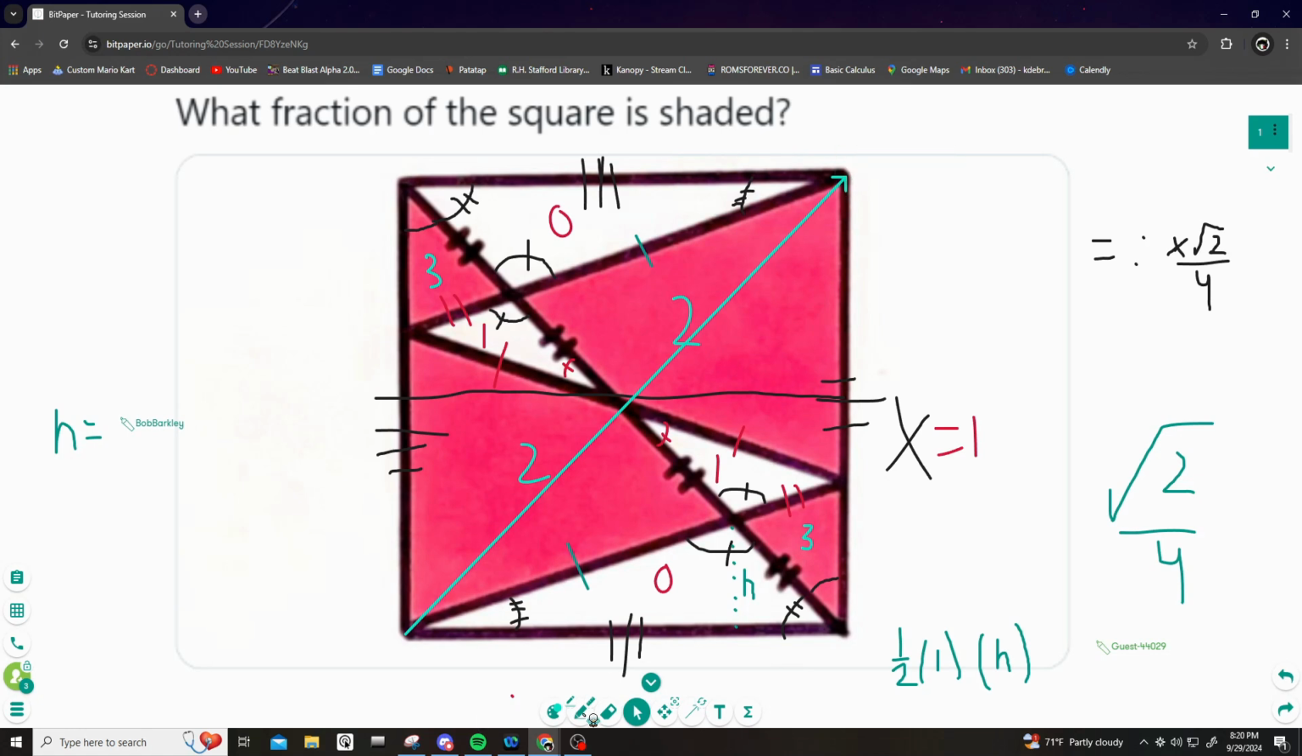I wonder if this diagonal intersects the center, like how the other one does. Because I think they both have to. If they both do, then we can divide these things into separate triangles. Oh yeah, that's smart. We can definitely do that.